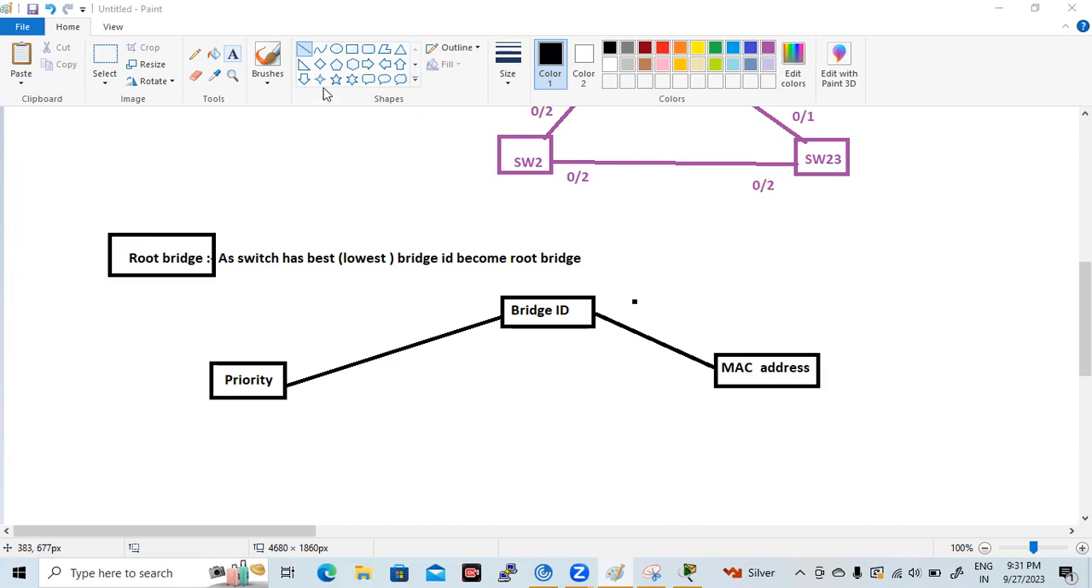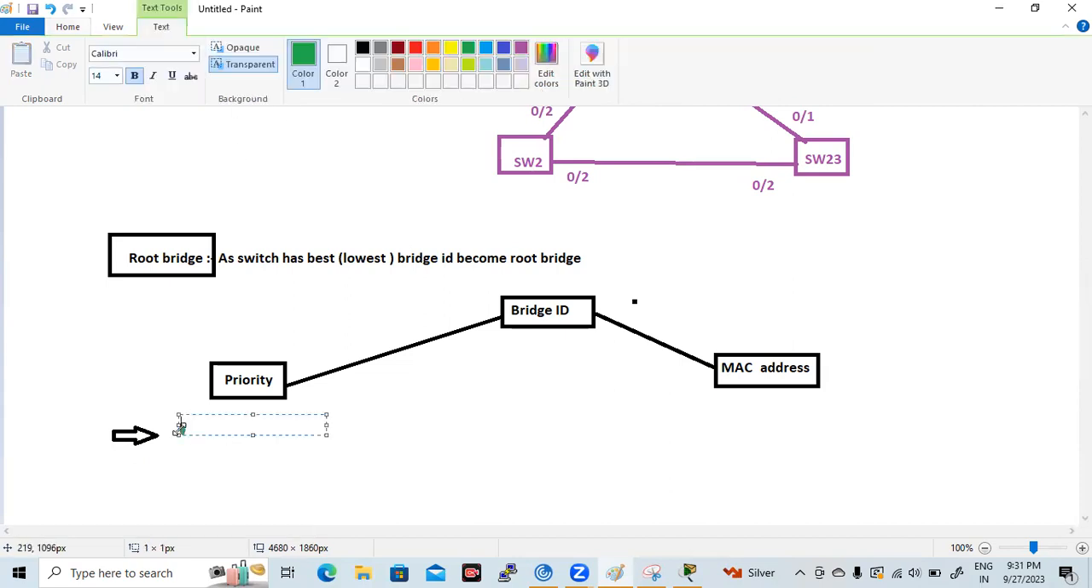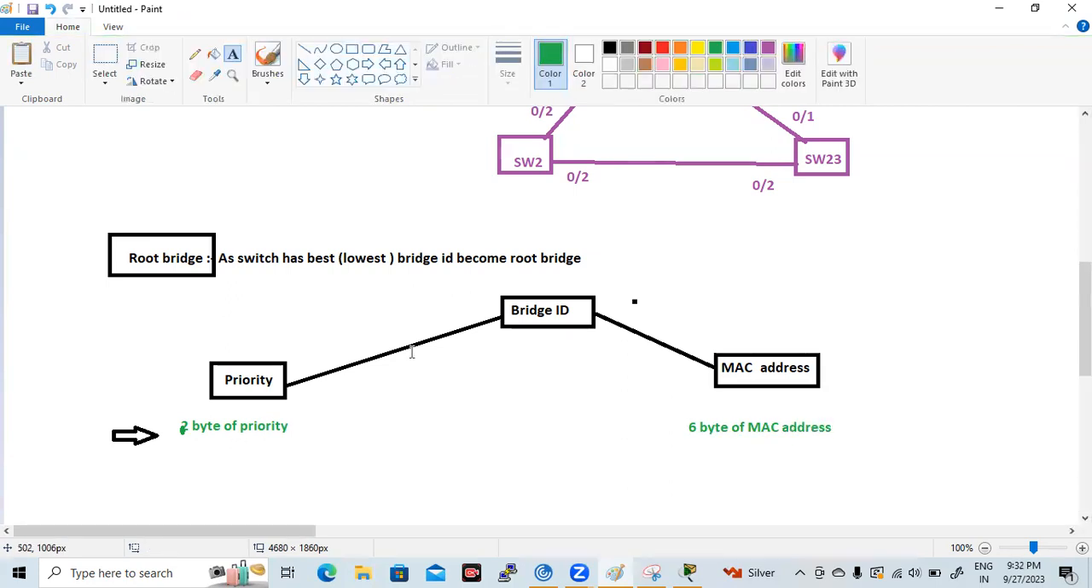How much priority are they going to consider? They will consider only 2 bytes of priority, and 6 bytes of MAC address. 2 bytes of priority, 6 bytes of MAC address become the bridge ID for a root bridge.